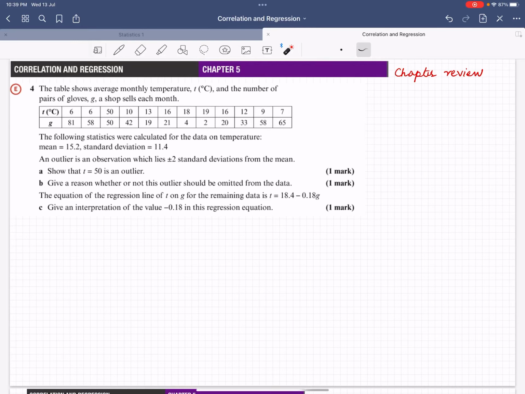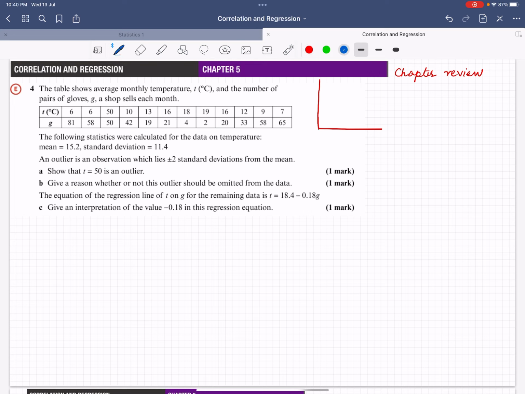Chapter review, question number 4. The table shows average monthly temperature T degrees Celsius and the number of pairs of gloves G a shop sells each month. So T degrees Celsius is our independent variable and the number of gloves sold is our dependent variable. Let's quickly draw a sketch of the graph.